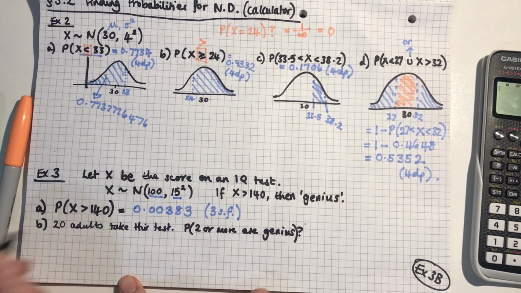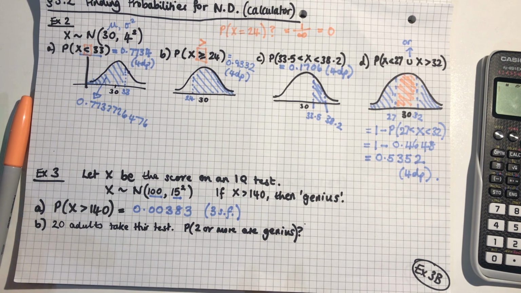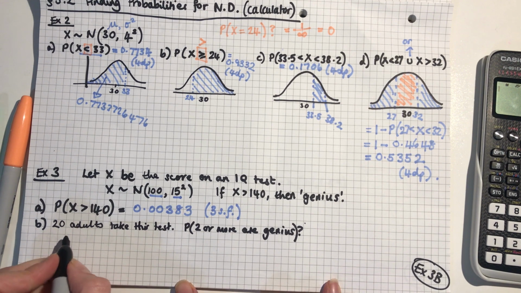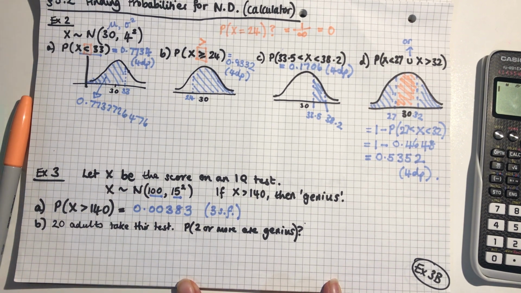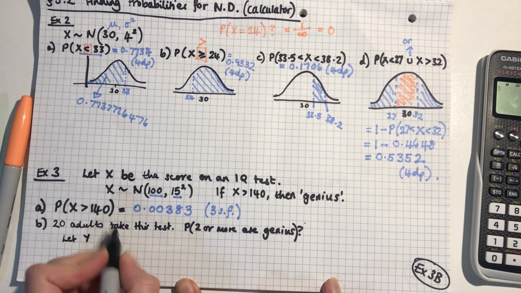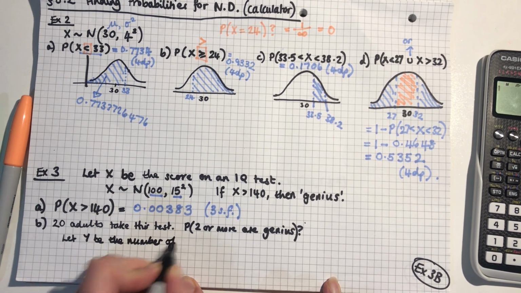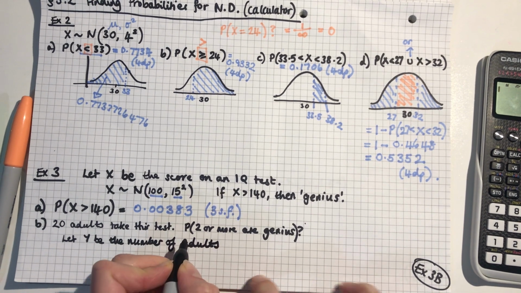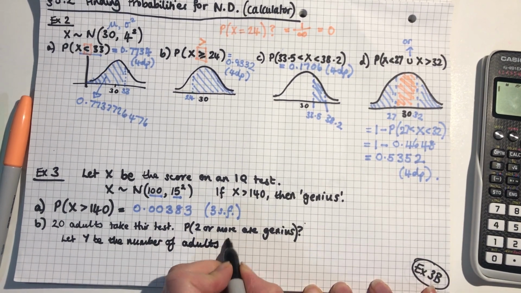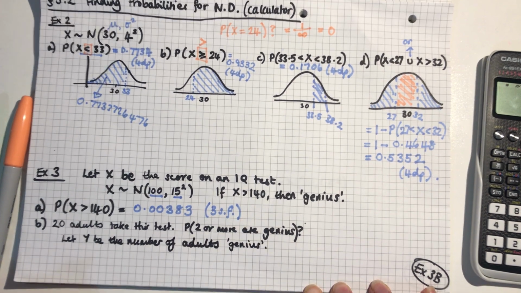So what we have to do is stop and take a moment, step back and think about what's really being asked. What we're asked here is to count or work out the probability that a fixed number of people receive a classification. This is discrete data. So what we need to do for now is define ourselves a new variable. We've already used x, so I'm going to use y, and I am going to define y to be the number of adults who classify as genius. I'll just write genius there for now.